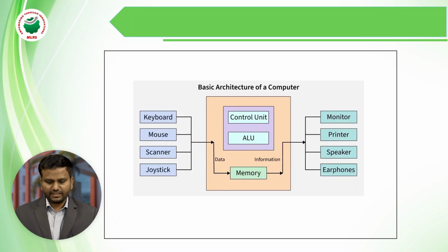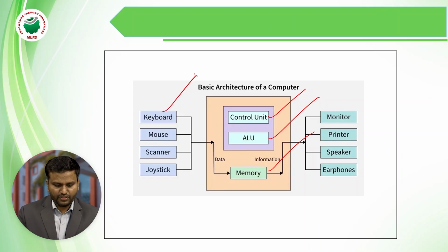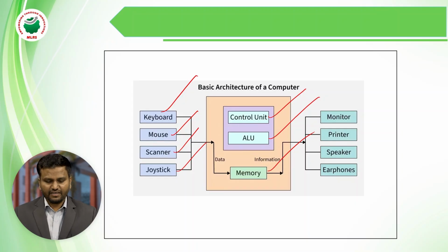The basic architecture of the computer mainly has a control unit, arithmetic logic unit and memory. These three major parts are together called the CPU, the central processing unit. The external devices are keyboard, mouse, scanner and joysticks. With the keyboard we enter data to the system, with the mouse we drag the cursor and do multiple operations, the scanner scans documents, and there are joysticks also.